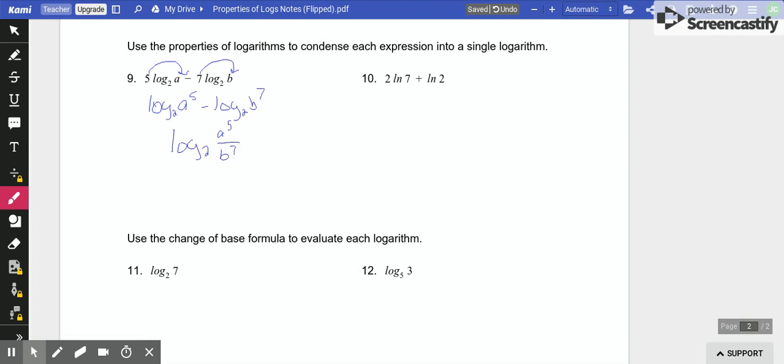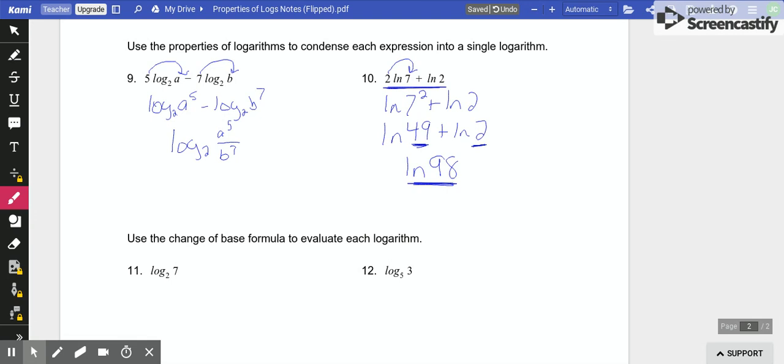We can do the same thing with number 10. First thing I'm going to do is pop the 2 up here. So natural log of 7 squared and the natural log of 2. I'm going to go ahead and do that exponent. So natural log of 49 plus natural log of 2. And then addition becomes multiplication. So I get the natural log of 49 times 2. So natural log of 98. If you wanted to, you could check this on your calculator. You could plug in 2 natural log of 7 plus natural log of 2, and then also plug in natural log of 98. You're going to get the same decimal.